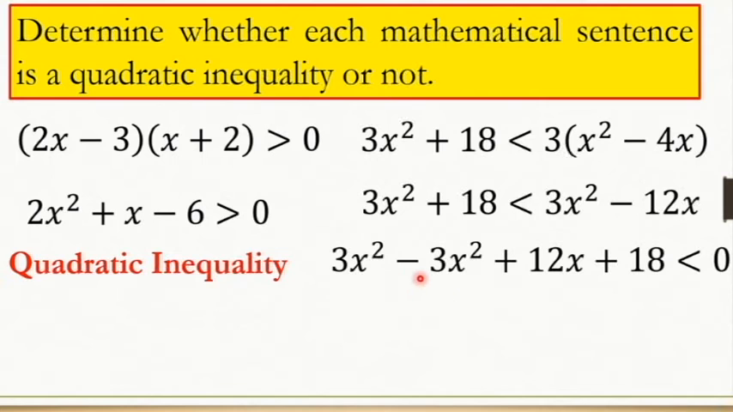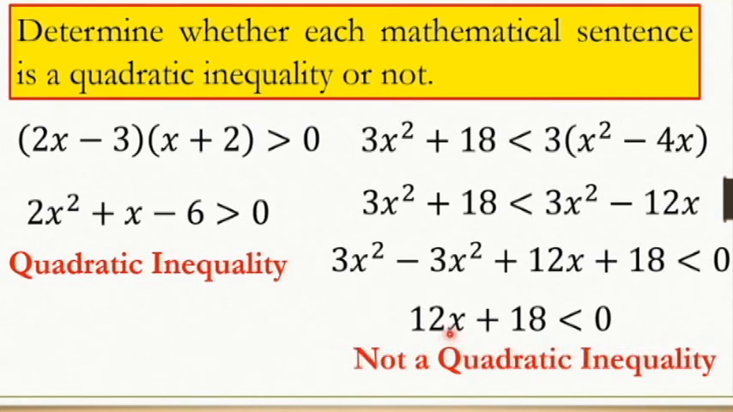Okay, now, that is solved. So, 3 minus 3, that is 0. So, cancel na to. So, we only have 12x plus 18 is less than 0. Now, the question is, is this a quadratic inequality? This is just on the first degree. So this is just a linear inequality.